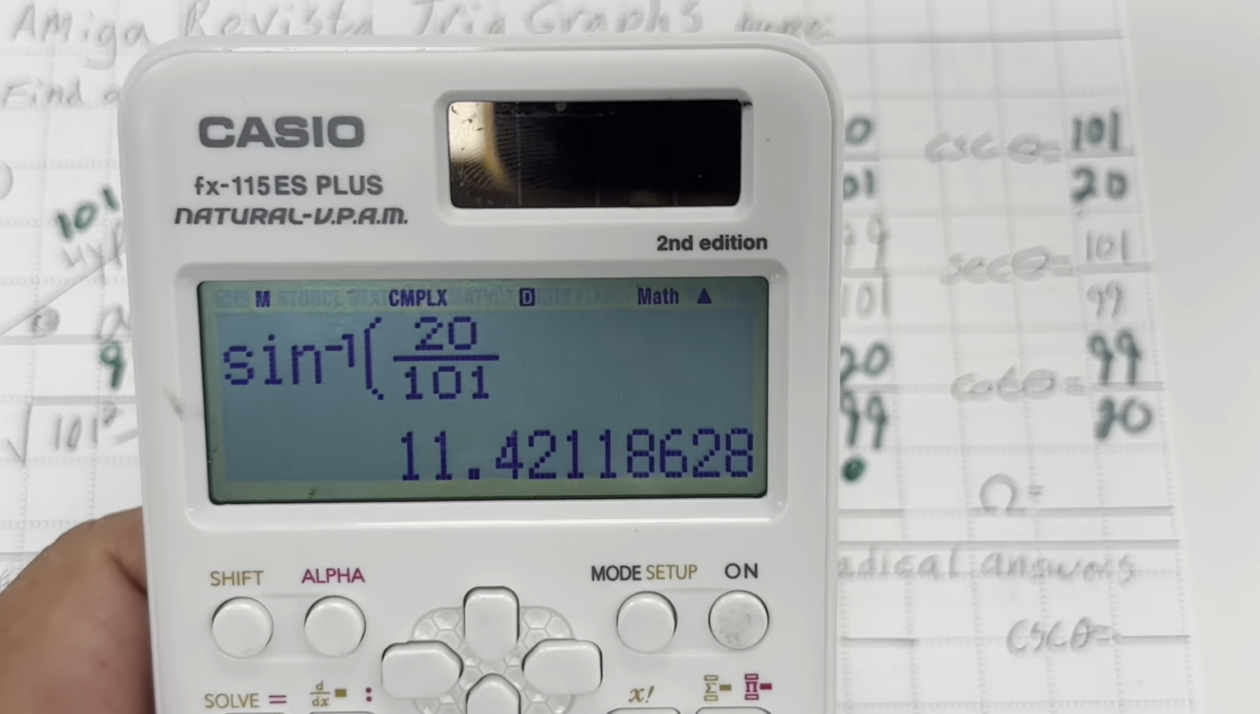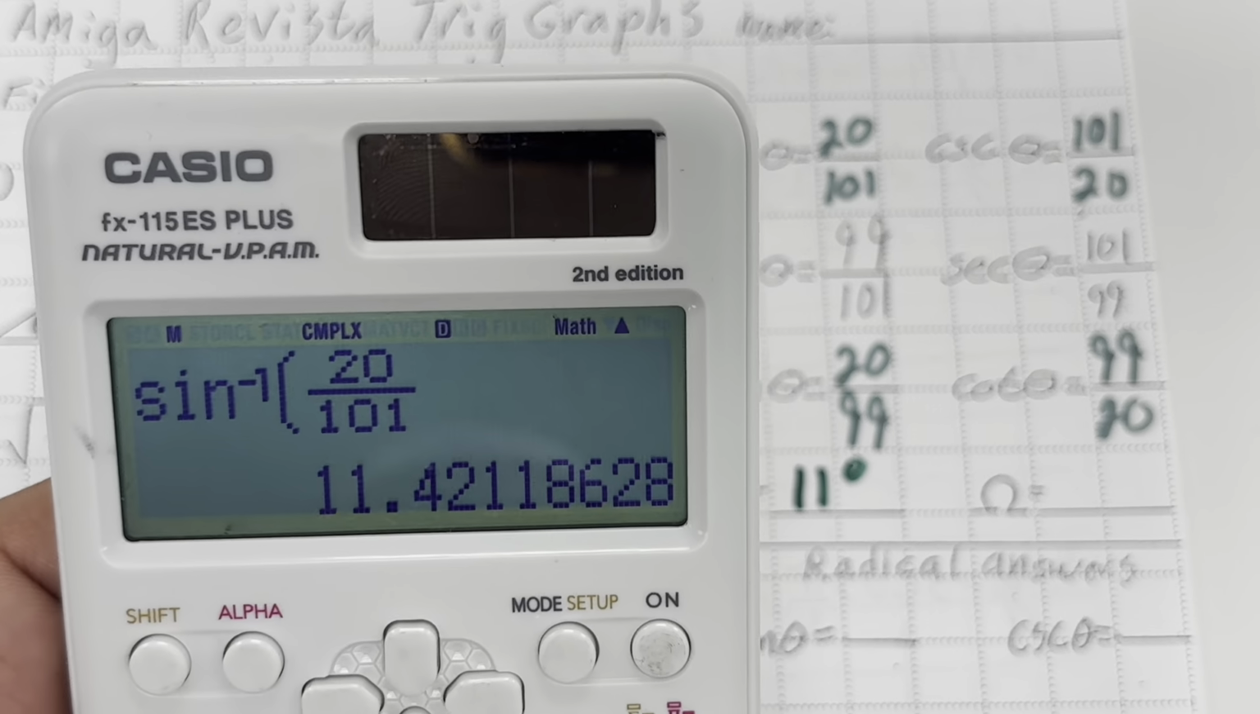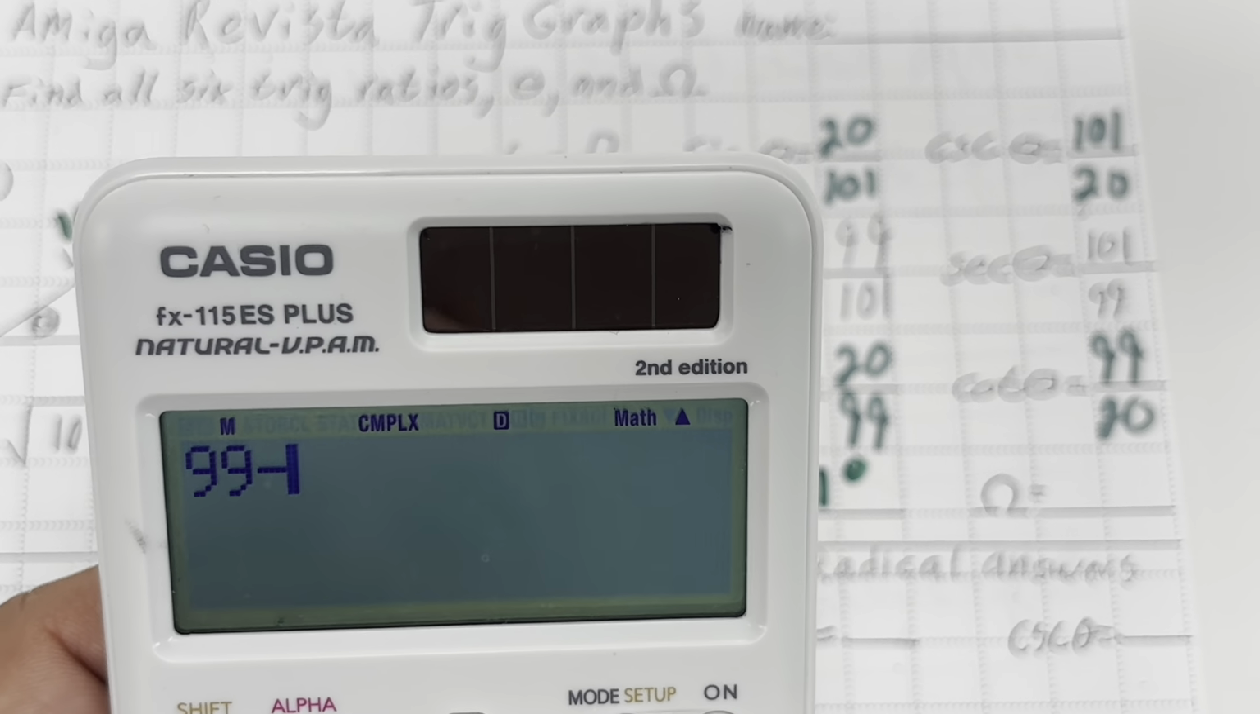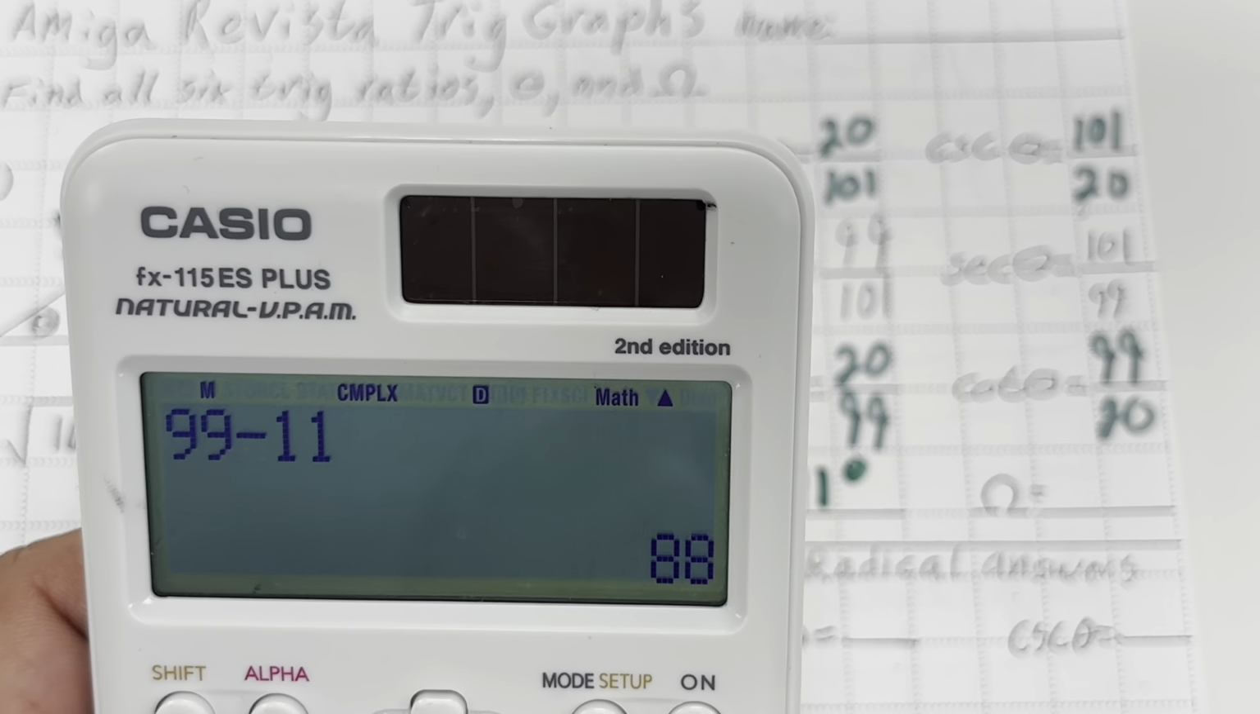99 minus 11 to find out what omega is. So 99 minus 11. And that's 88.